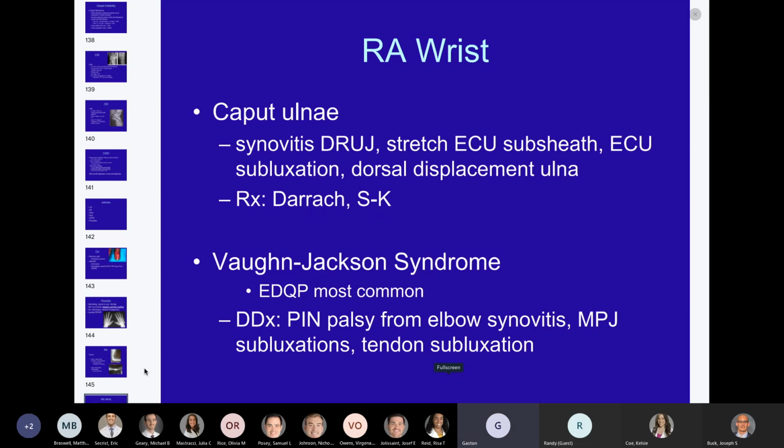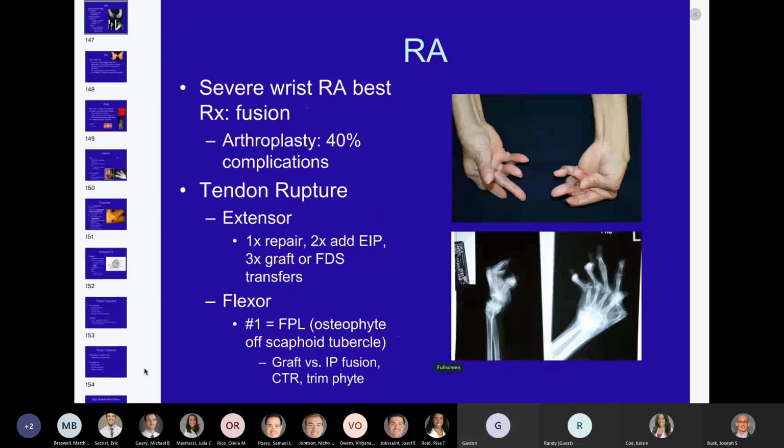Rheumatoid wrist. Bear in mind, problems they get are what's called Caput-Ulna syndrome, where the DRUJ gets synovitis, then you get dorsal displacement of the ulnar head, and then you start getting tendon ruptures, which are known as Vaughan-Jackson syndrome. If they give you Caput-Ulna in a patient with rheumatoid, the answer is going to be a DARRACH or possibly a Sauvé-Kapandji. If they give you a Vaughan-Jackson syndrome, the most common tendons, the EDQP, treatment's going to be address the ulna with either a DARRACH or an SK, and then reconstruct your tendons. We already talked about how to differentiate those other things.